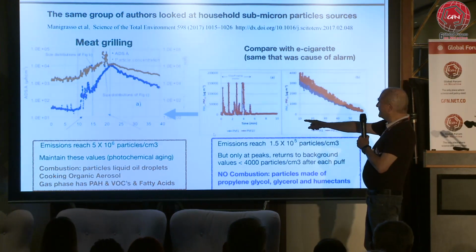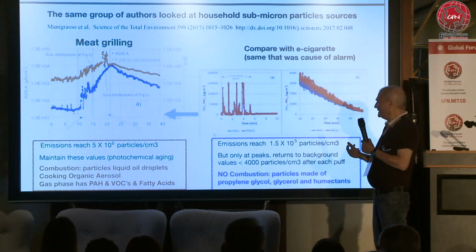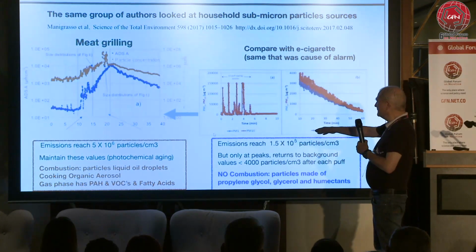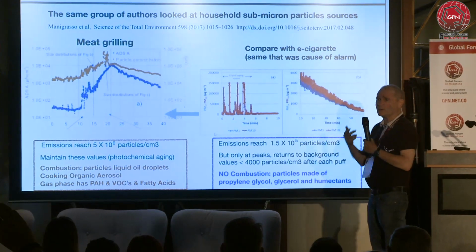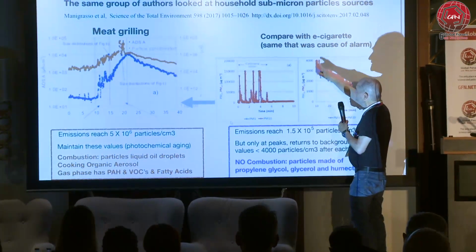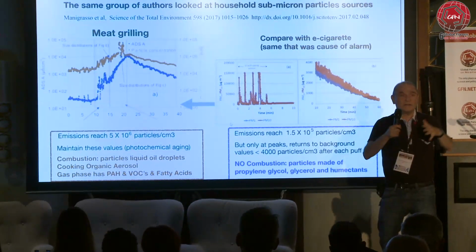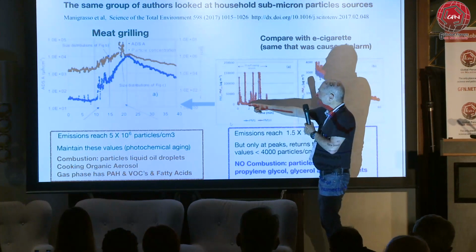And the gas phase contains a lot of polycyclic aromatic hydrocarbons, VOCs, and all sorts of fatty acids. And the chemistry is much more complex and much more hazardous. And so we compare this with the electronic cigarette that the same group studied, that produced all these shock reactions. And what we have is the pattern that I described to you.